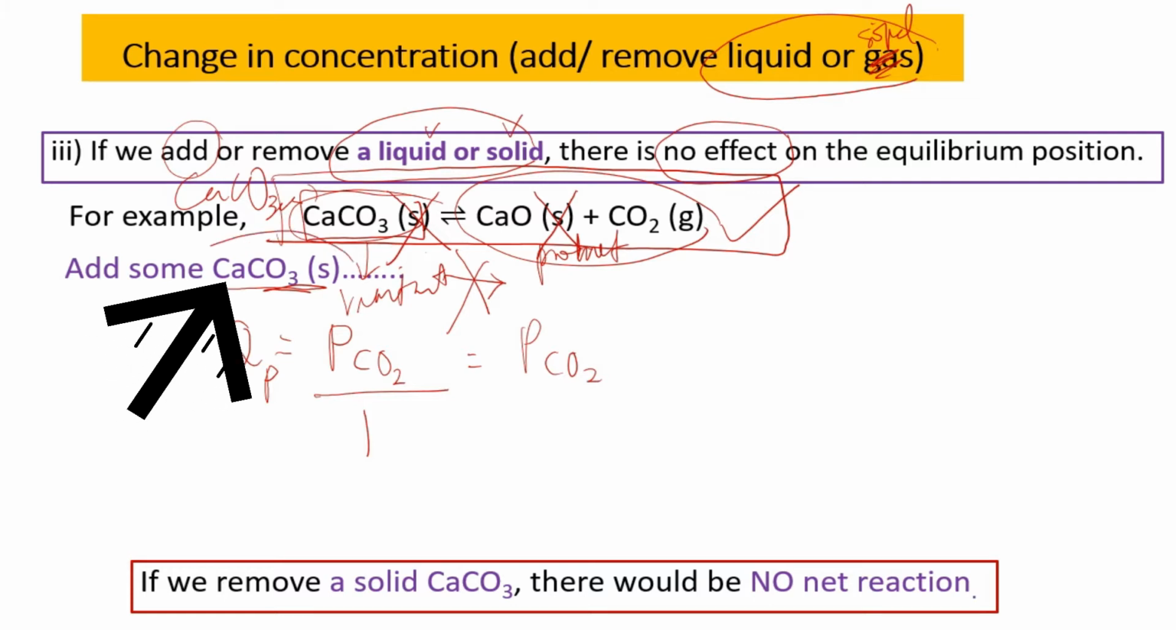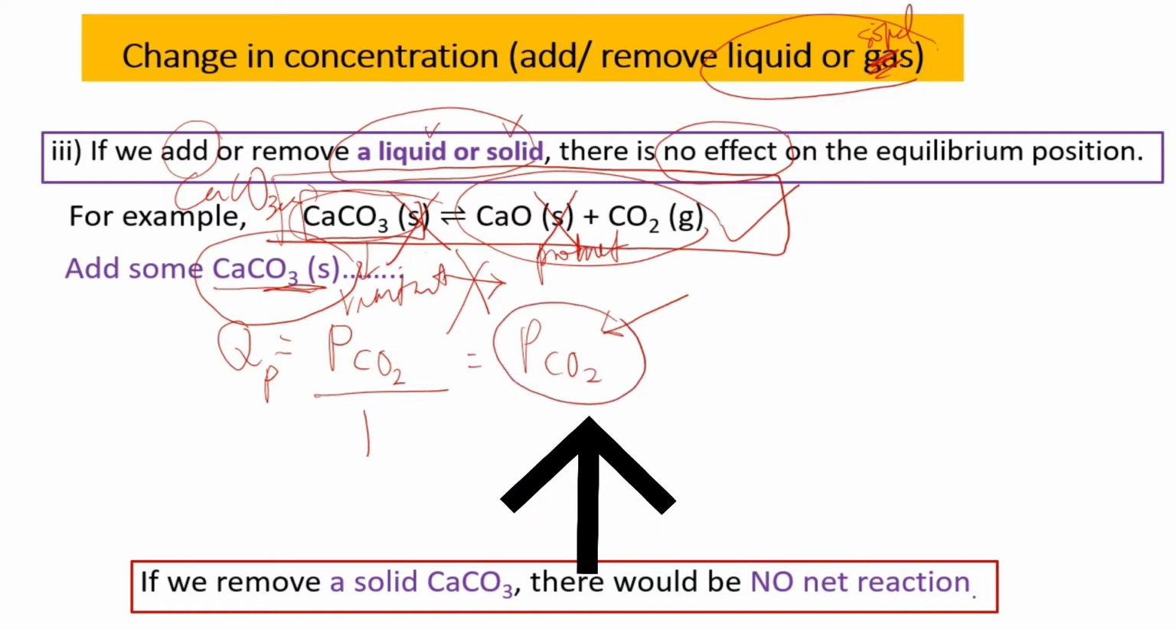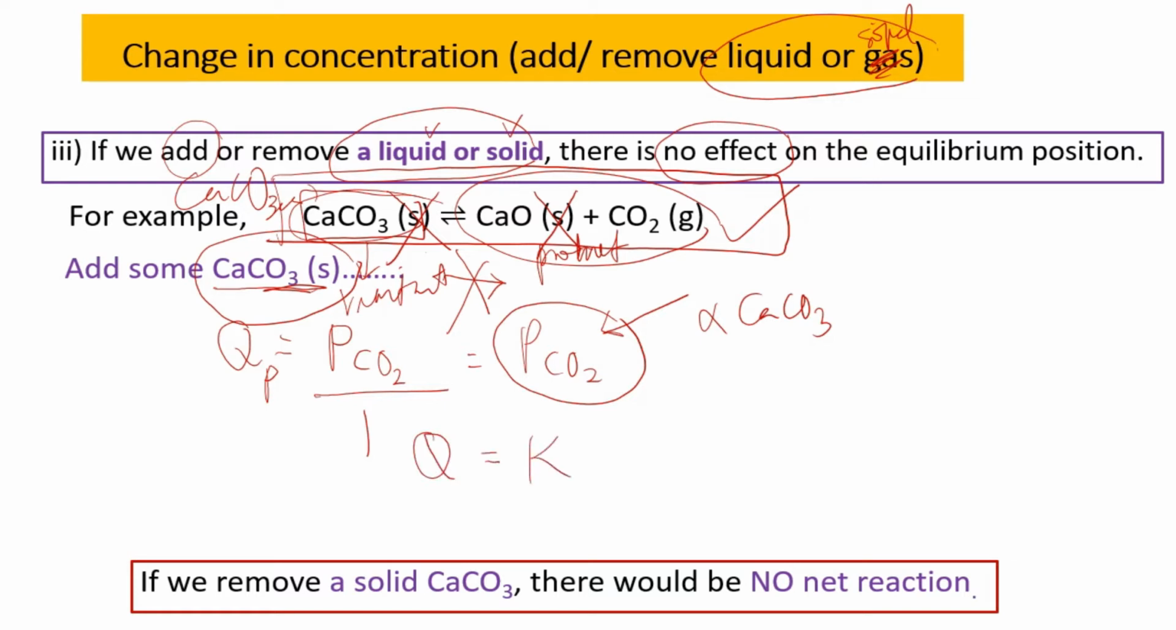Now, we'll come back to calcium carbonate. If we add calcium carbonate solid, will it affect the quotient, which is Q? No, because in the quotient expression, there is no such thing as calcium carbonate. Calcium carbonate is not involved in the expression. So because of this, Q has no change at all, and Q is still equal to K. It is still at equilibrium.